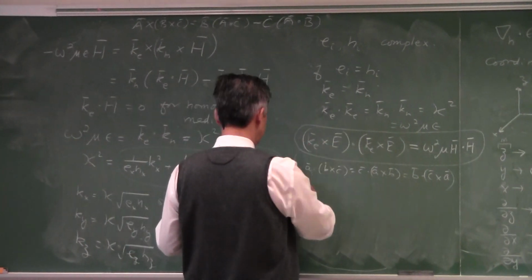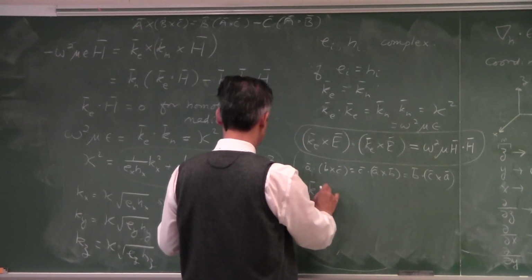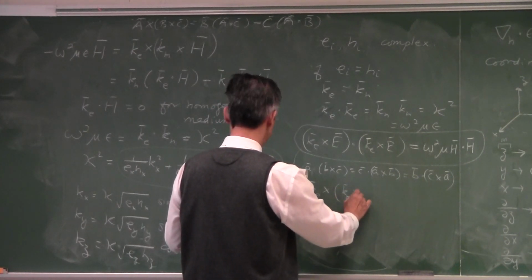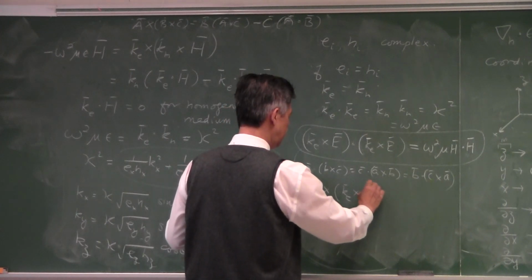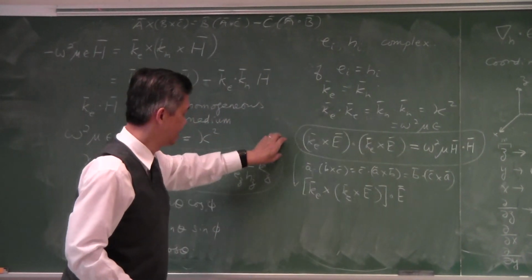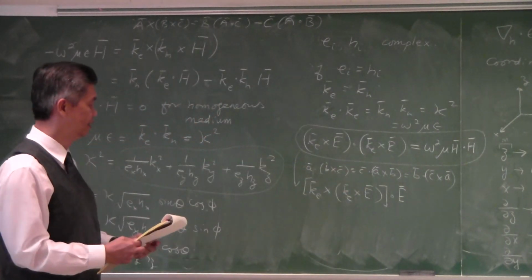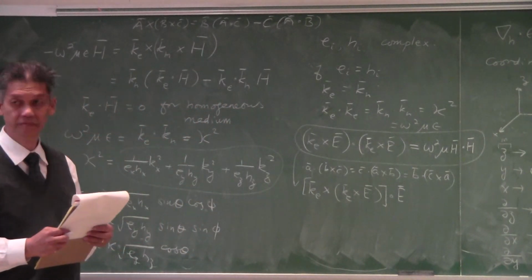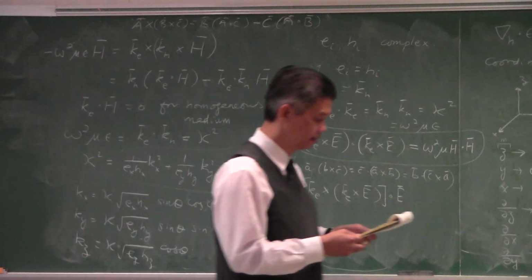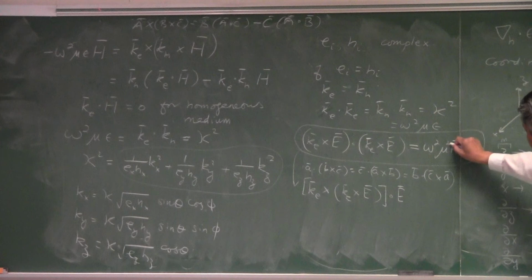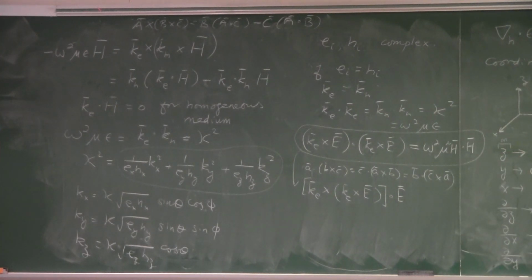I can rewrite this as Ke cross Ke cross E dot E. I just use this cyclic rule and then move one of the Ke in front and then dot with the E at the end. Shouldn't that be omega squared, mu squared, E star H? Let me check. I multiply by the Ke cross E, and then I multiply by the same thing on the right hand side. Mu squared. Yeah, mu squared. Yes, correct. Mu squared. Okay, H dot H.